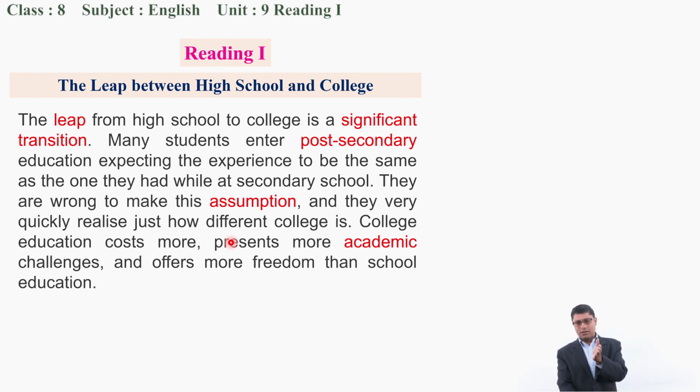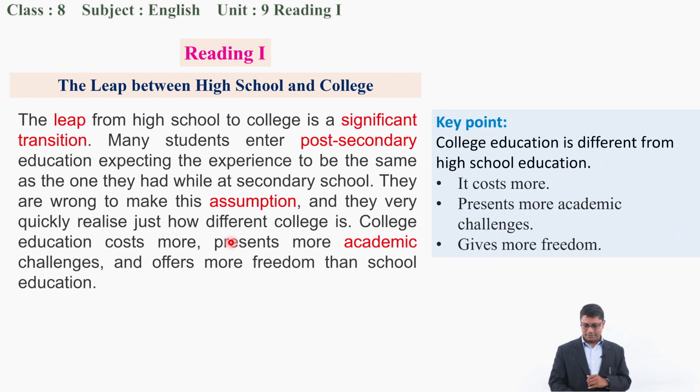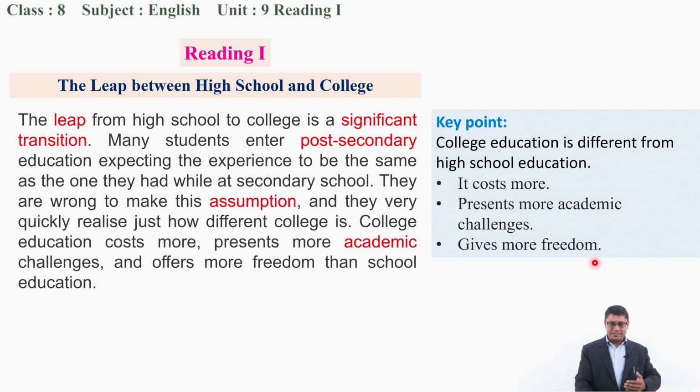Let's check how the main idea I share and the main idea you have written match. Okay, see there. So after reading this paragraph, we can conclude that college education is different from high school education because college education costs more, presents more academic challenges, and gives more freedom than in a high school. Okay, dear students, let's move ahead to the next paragraph.